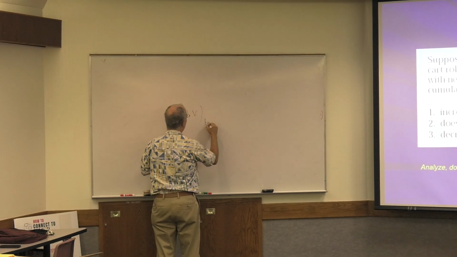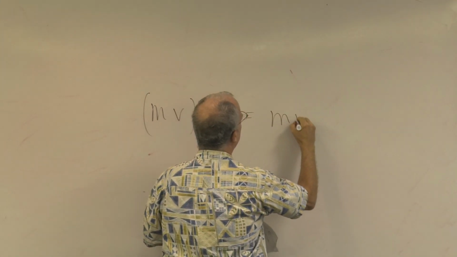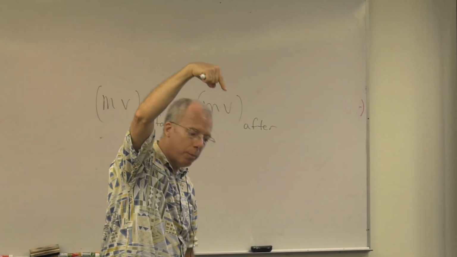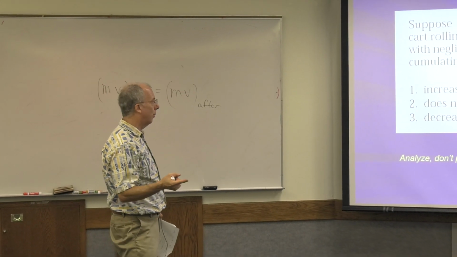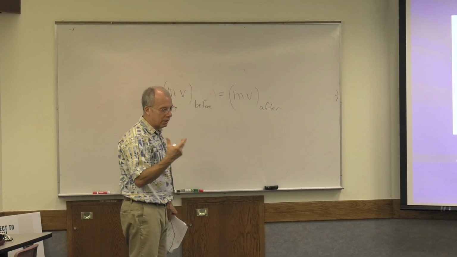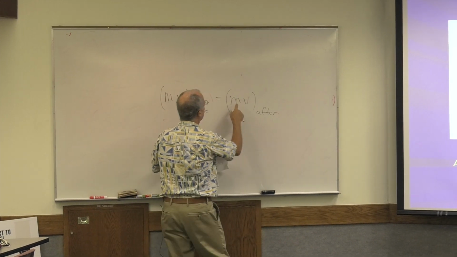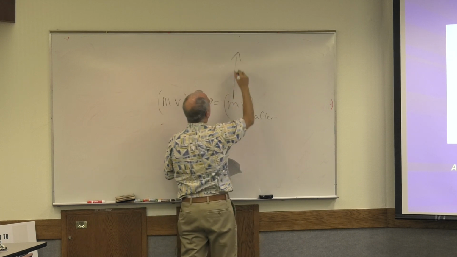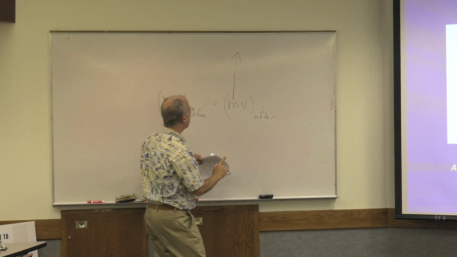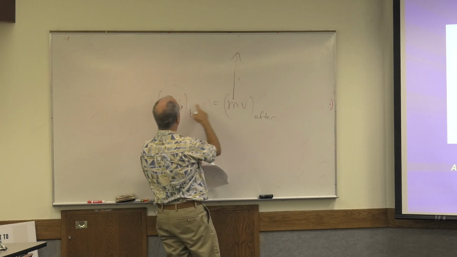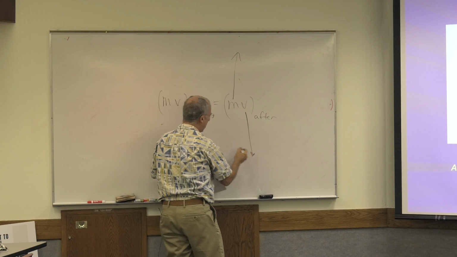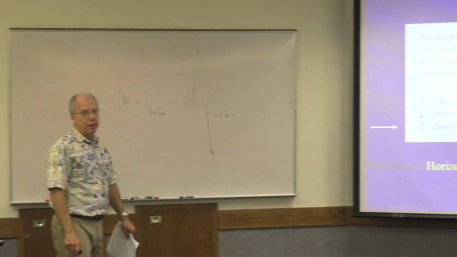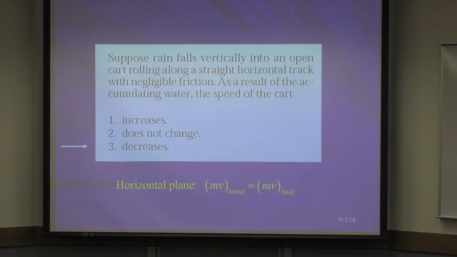mv before the rain hit equals mv after. Now, the rain is going vertically. That was another crucial word. And so it's filling the cart up with water. So would you agree that this mass is the cart plus the water? This is increasing, but momentum is conserved. If the mass is increasing, what has to happen to velocity? If this product is the same, this has to decrease. Horizontal velocity, right? So there you go. That's kind of a cool question. I hope you understand that.